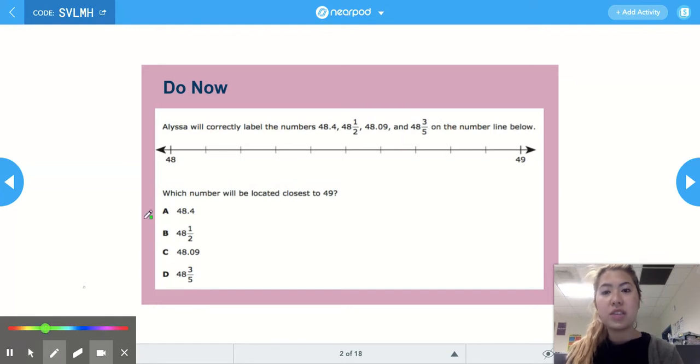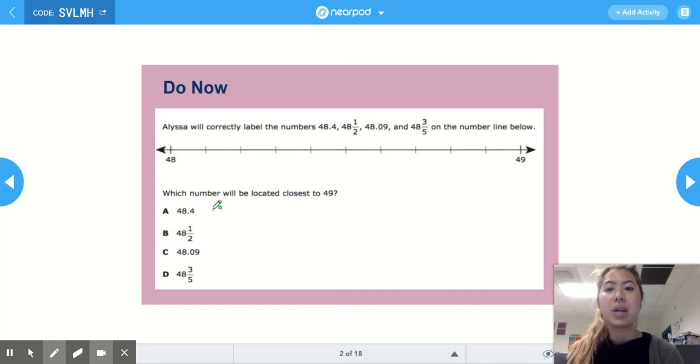The first way to solve this problem is to identify where each number would be on the number line. And to do that, we're going to have to convert all of the numbers that are not in decimal form to decimals. So that'd be answer choice B. Instead of 48 and 1/2, it would be 48.5. And then answer choice D, instead of 48 and 3/5, it would be 48.6.